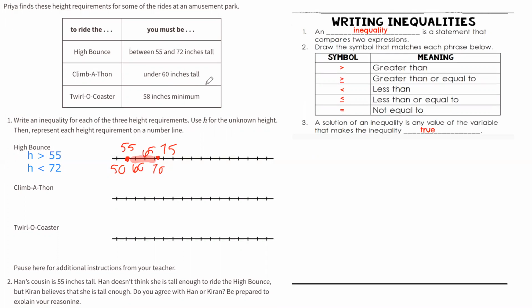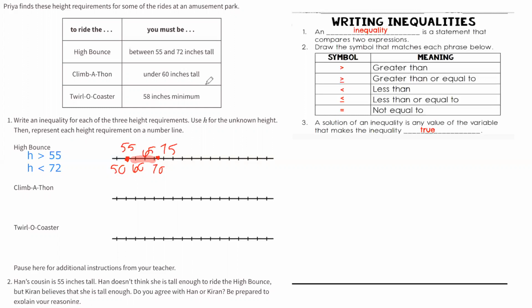So in order to ride the high bounce, I could be 55 inches. I could be 72 inches. I could be 60 inches, 65 inches. I could be 68 inches. Any number between 55 and 72 inches. If you are that height, you can ride the high bounce.